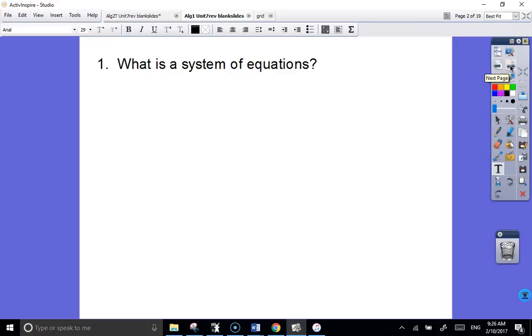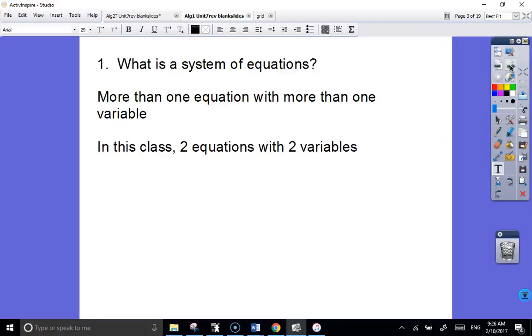Okay, or what are you going to say? Well, one would not make it a system. Yeah, but you said one or more, you can't include one. I mean, you just say more than one equation, more than one variable. In this class, all we really do is 2 equations and 2 variables. You could just say that, right? 2 equations, 2 variables. Yeah. Okay. So what do you think is the next question?